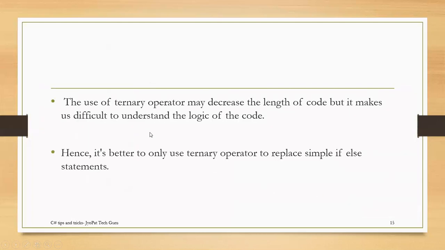The use of the ternary operator may decrease the length of code, but it makes it difficult to understand the logic of the code. Hence, it is better to only use the ternary operator to replace simple if-else statements. Whenever you have complicated if-else statements, we don't prefer this conditional operator. If you have simple conditions, maybe one or two conditions, you can always prefer this conditional operator.